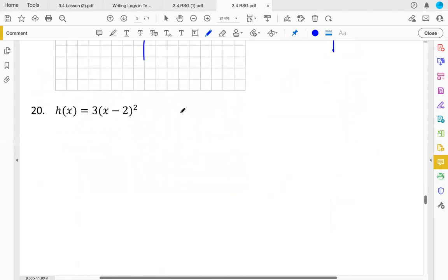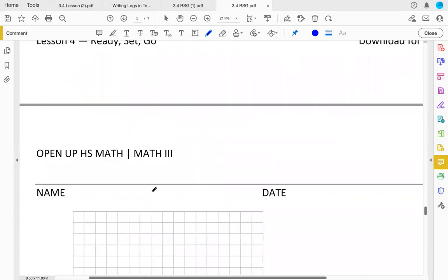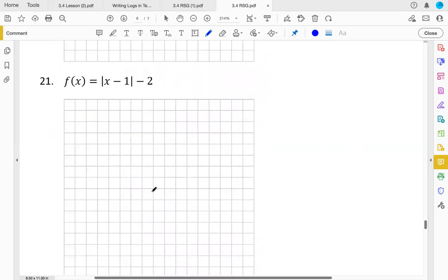Not on. This thing does not change. That's crazy. You have a vertex at 2, 0. You have an A coefficient of 3. I'm going to leave this one to you. Plug in some points, but you'll definitely want a more thinned out graph. So a thinner graph than 2x squared and also x squared. So make that thing move up pretty quickly.